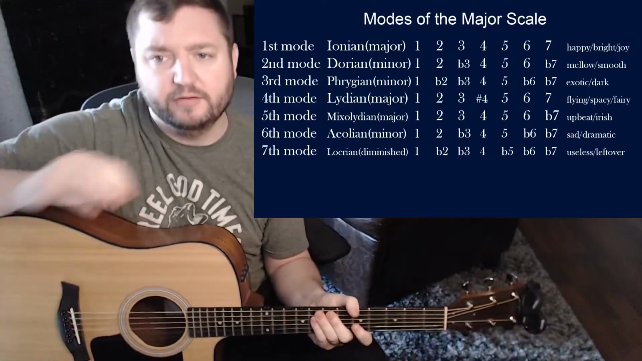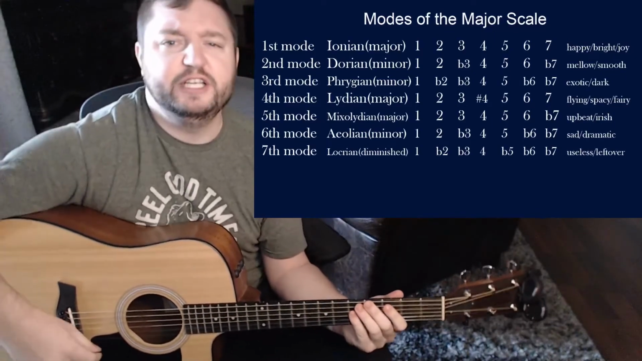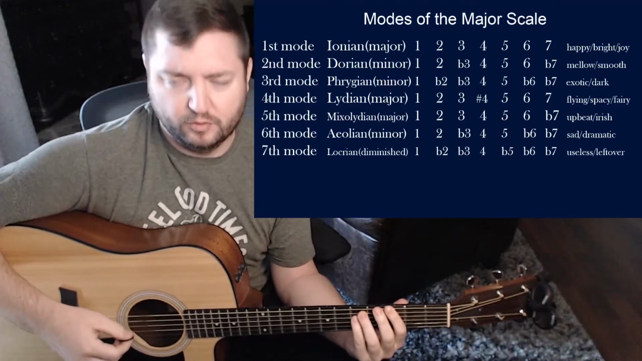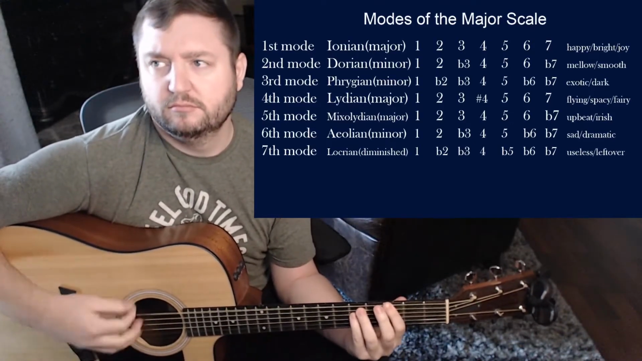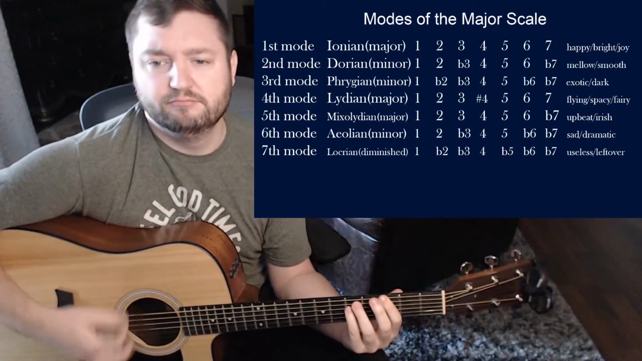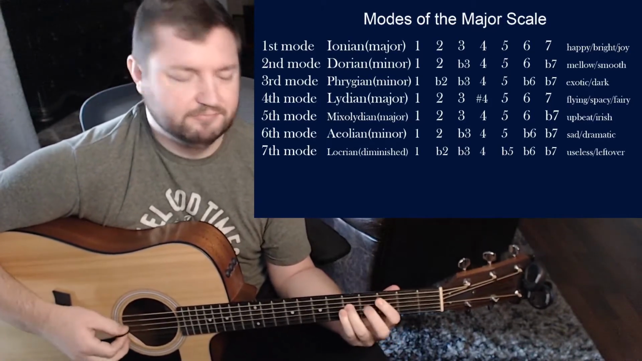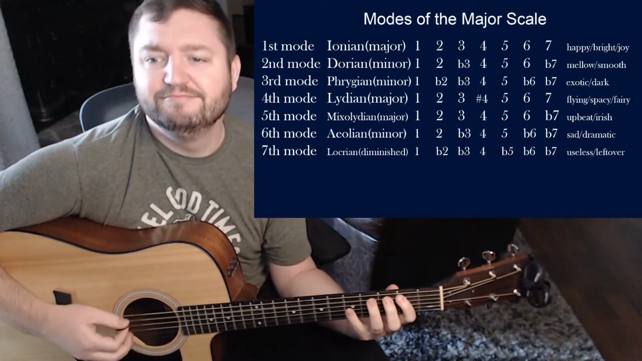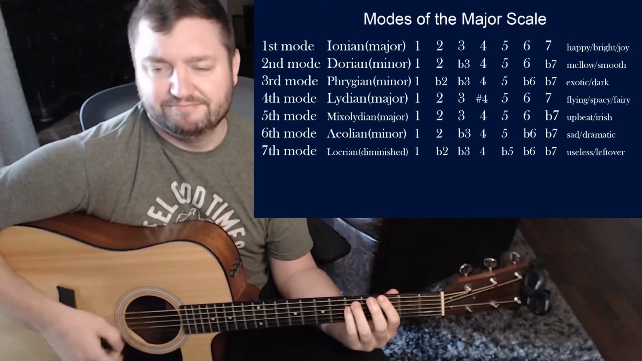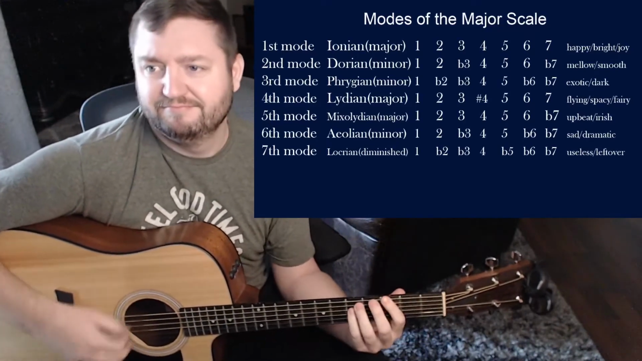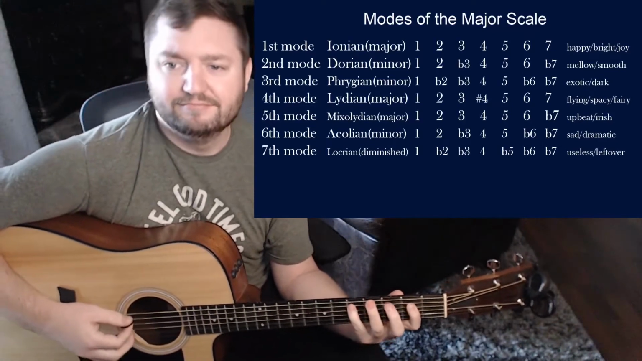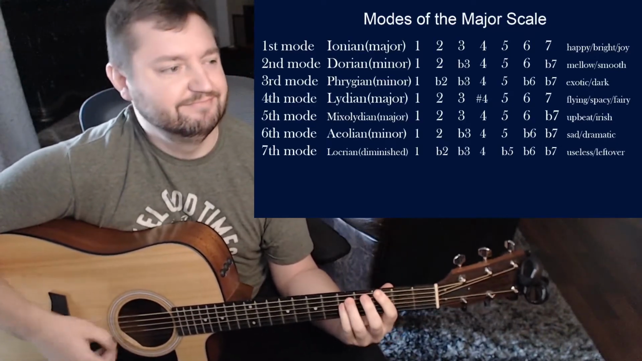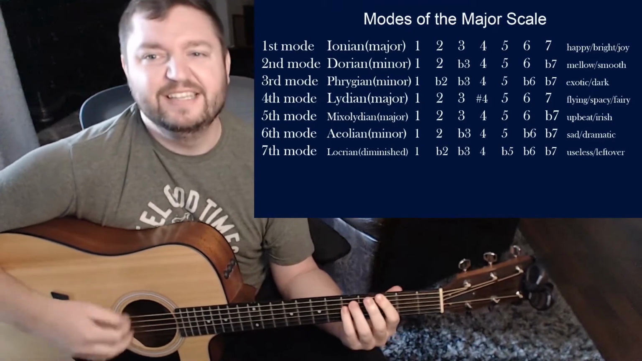Now I'll demonstrate, right? Let's just play a G. We've been on G. We're going to play a G power chord since the power chord's neutral. Right? Let's try Phrygian.